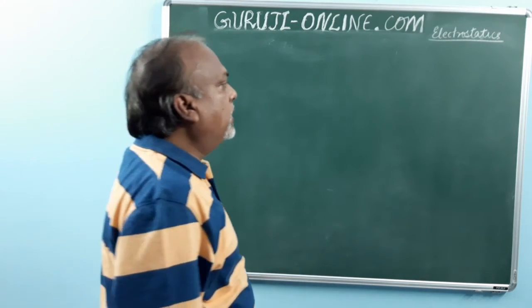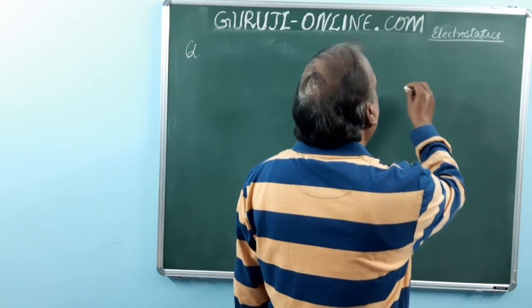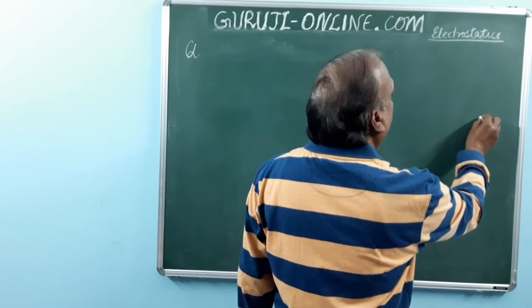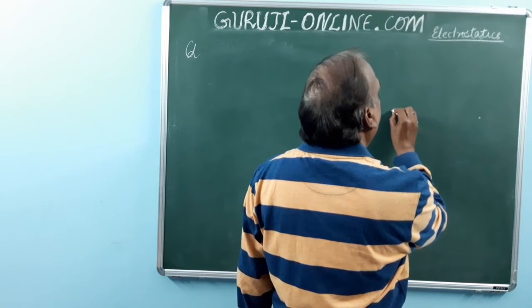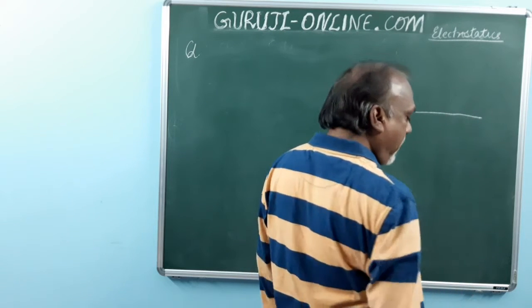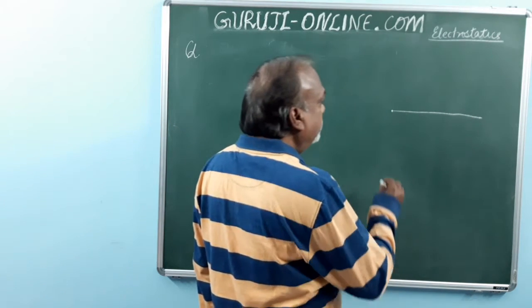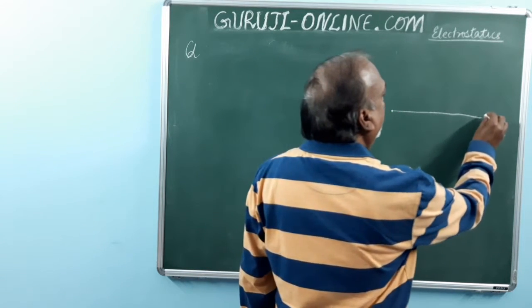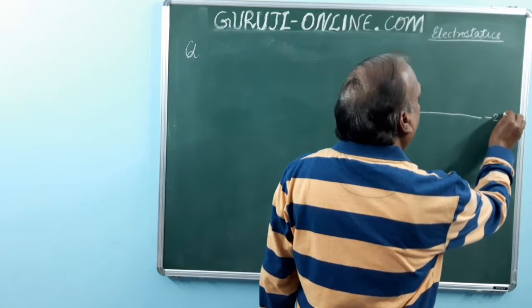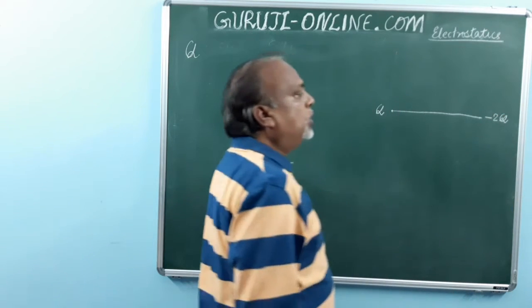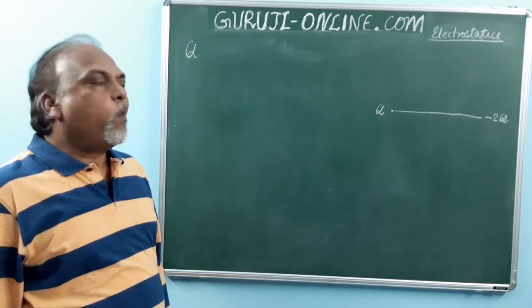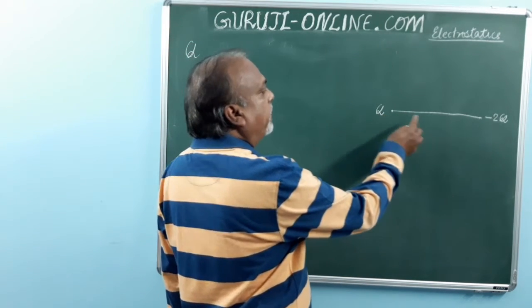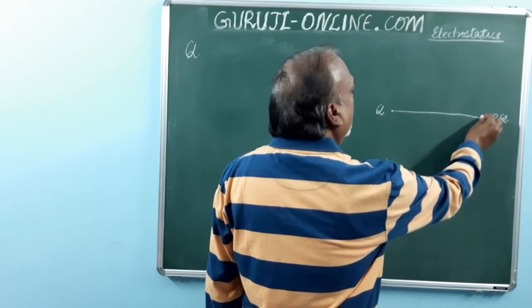This problem is like this. Suppose you have two charges. Here it is Q, here it is minus 2Q. There is a distance between them.